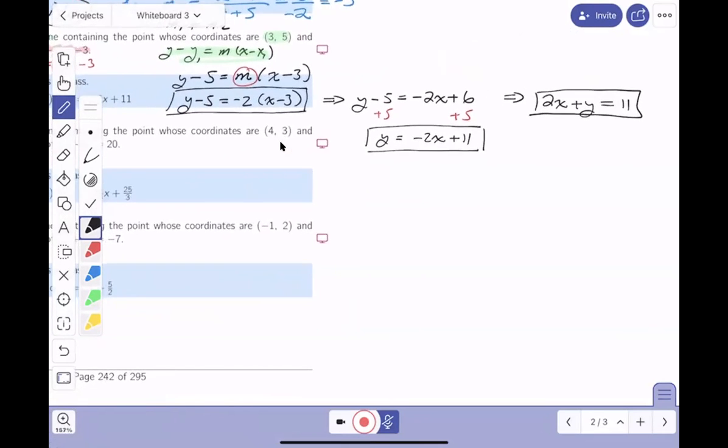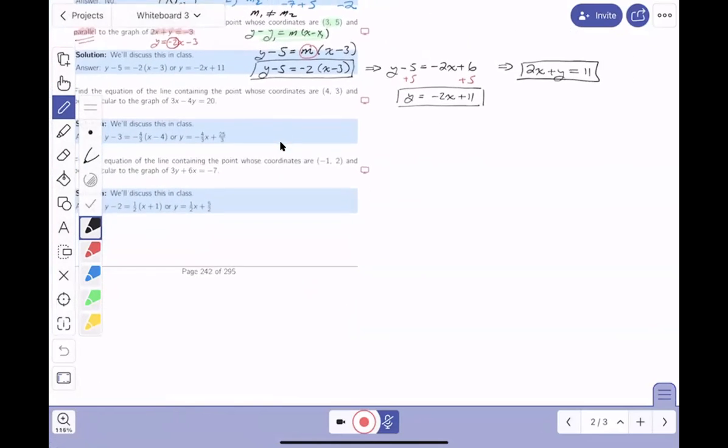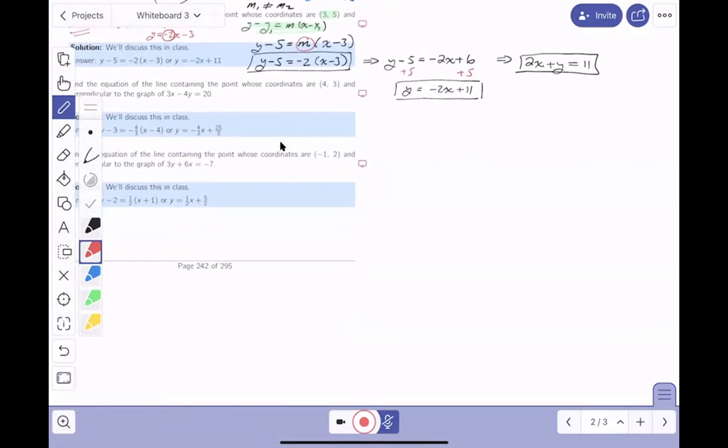Let's go to the answer key though, and let's see what they have written down. All right, I want to be careful about it because sometimes I make mistakes. y minus 5 equals minus 2 times x minus 3. They also put this one down: y equals minus 2x plus 11. They didn't put this one down, but you can if you like. No different than the other ones.